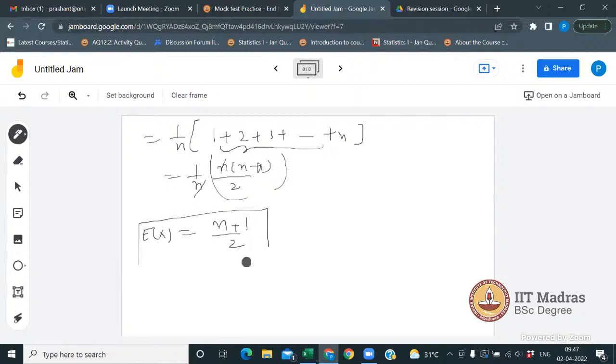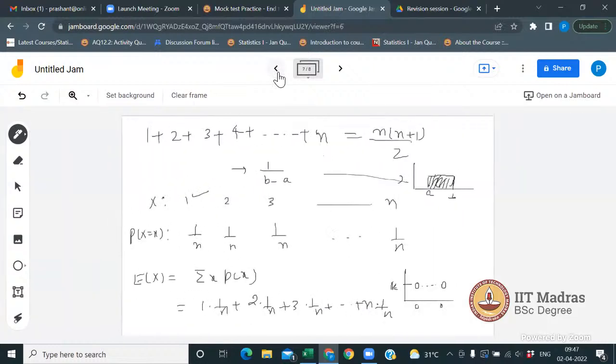Sir, could you show the previous slide just for a second? So x is 1. Why does it only take 1? It doesn't take 0 value? No, it will never take 0 value. This is the property of discrete uniform. x has to be greater than 0. Your x is taking values like 1, 2, and so on, up to n.